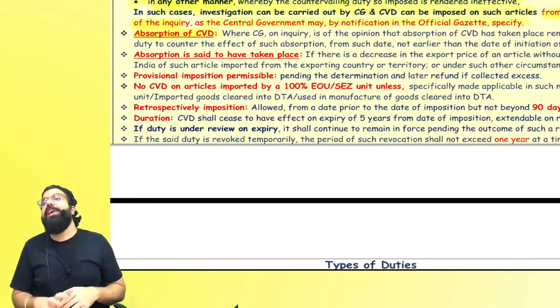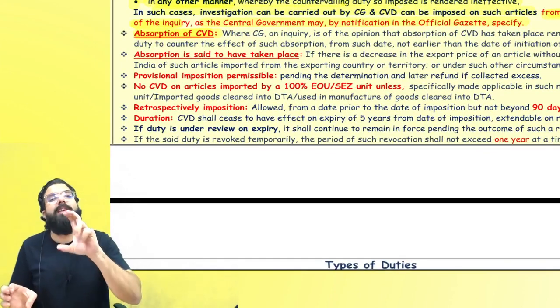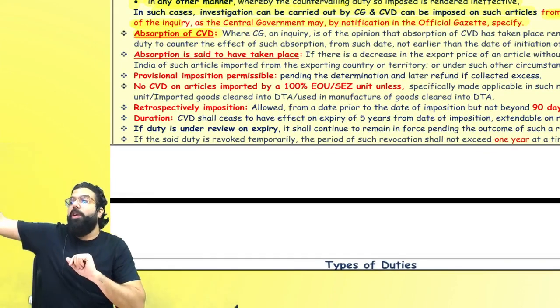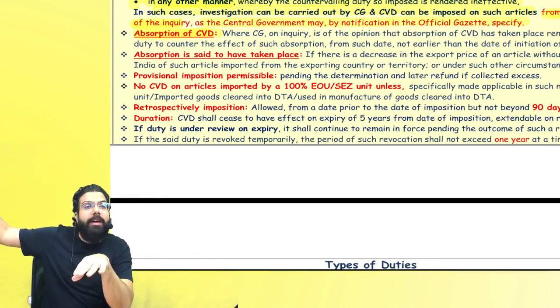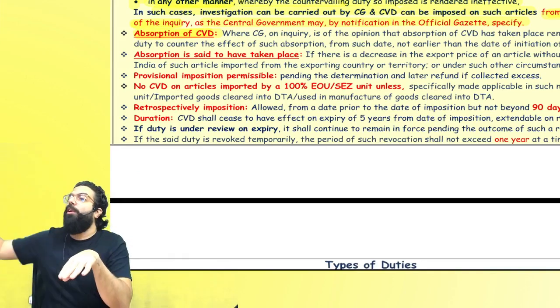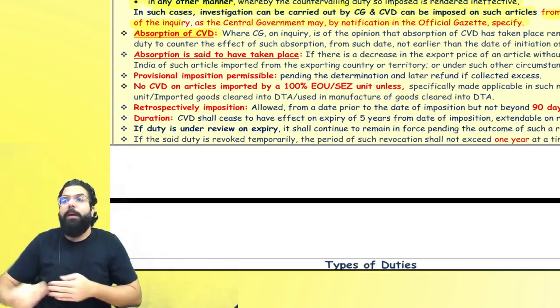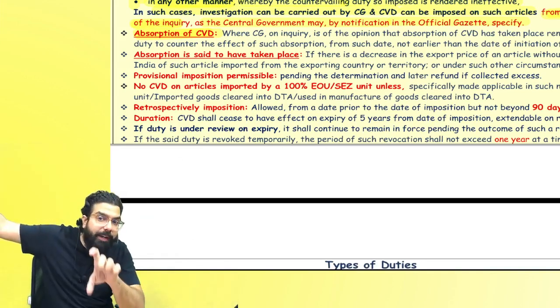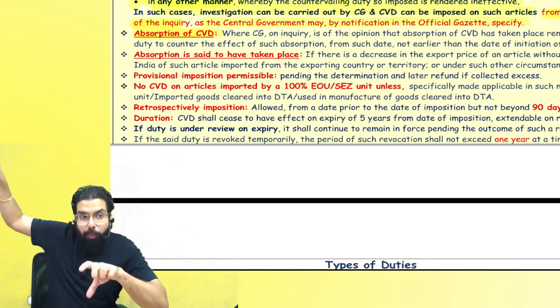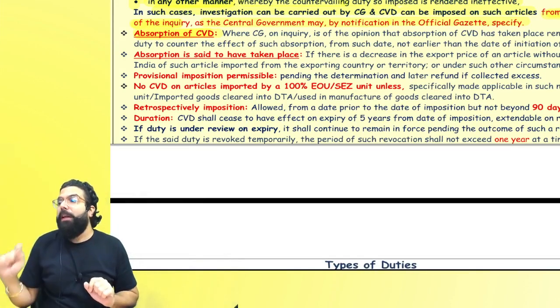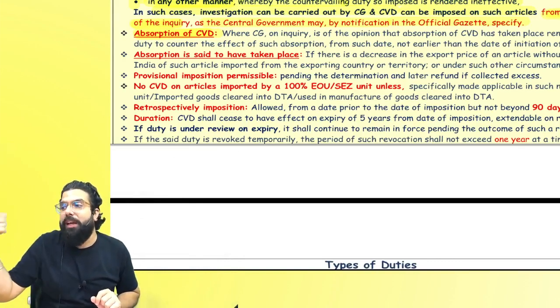What happened over here? In India, we went ahead and charged 10 rupees as CVD on subsidized article. The exporter in the exporting country told the importer, okay, fine, in order to maintain the same price in India, I will reduce the price further by 10 rupees. It means he has absorbed the CVD on subsidized article which was charged in India. The exporter absorbed it, and that is known as absorption of CVD.